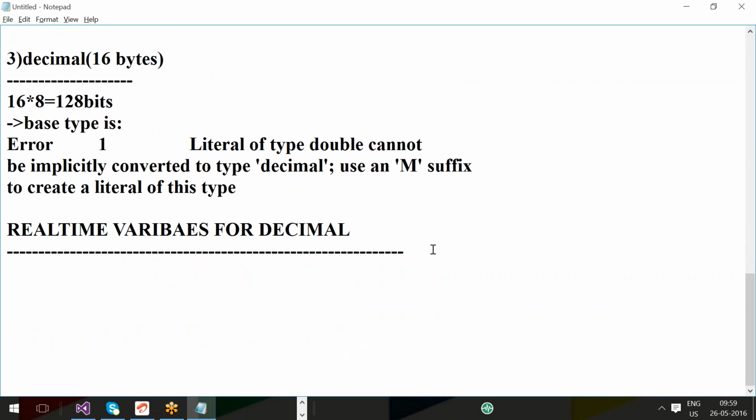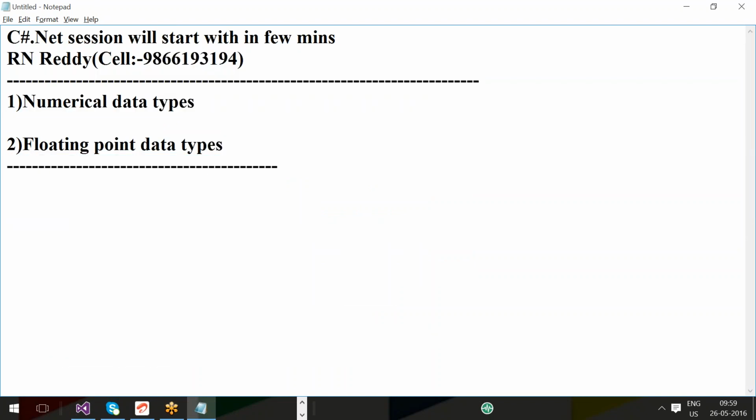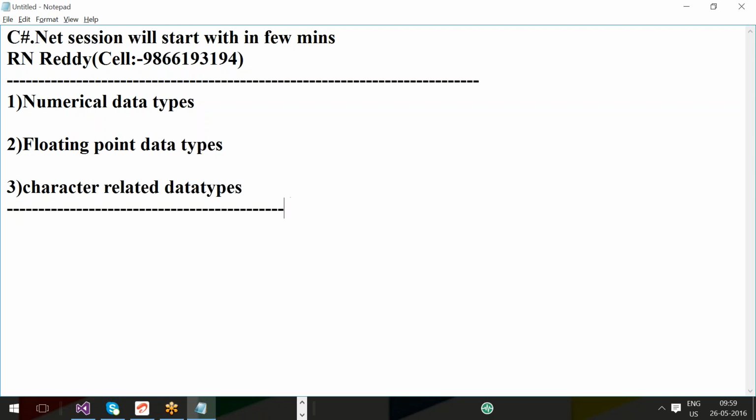Now the next data types. The third category, till the time we completed, is character-related data types. In these character-related data types, we have only one category, that is nothing but char. Char predefined size is 2 bytes.